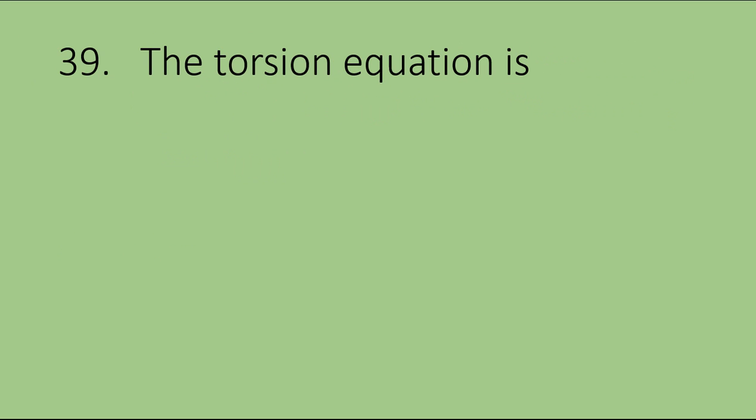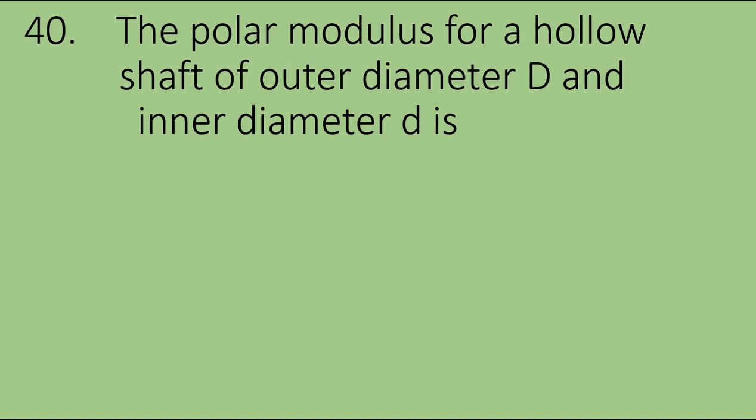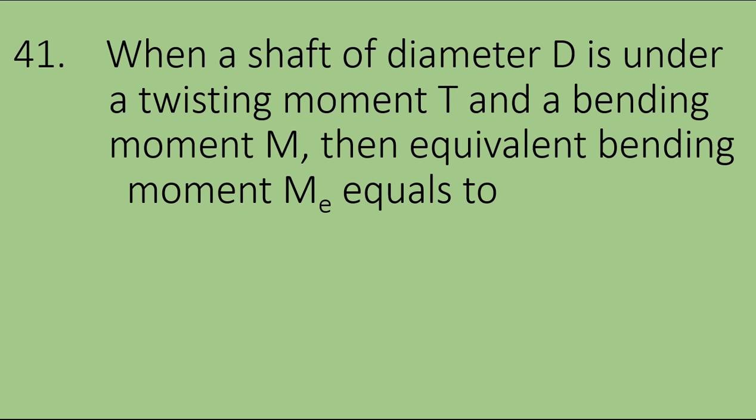39. The torsion equation is. Answer: tau by r equals T by J equals G theta by L. 40. The polar modulus for a hollow shaft of outer diameter capital D and inner diameter small d is. Answer: pi by 16 into (capital D to the power 4 minus small d to the power 4) by capital D.